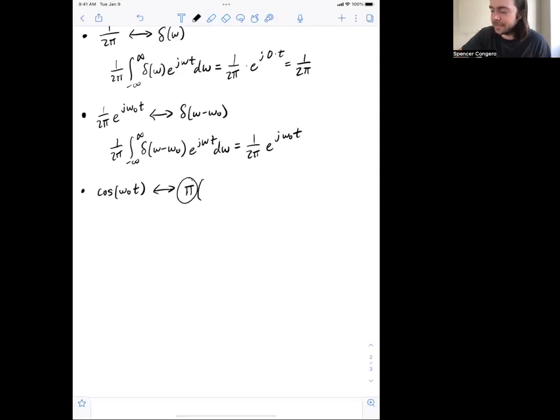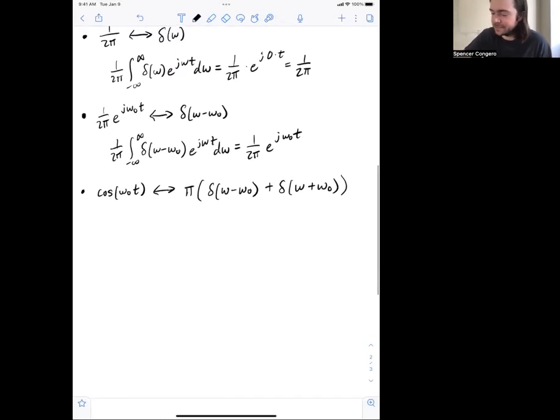Turns out we'll get this pi constant, and you'll see why when we actually do the math. But then the two frequencies are going to be a delta function located at omega naught, that's one of our frequencies in this cosine function, plus a delta function located at negative omega naught, which is the other one of those complex exponential frequencies. Okay, so let's see why this is true.